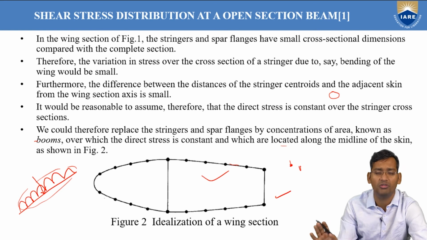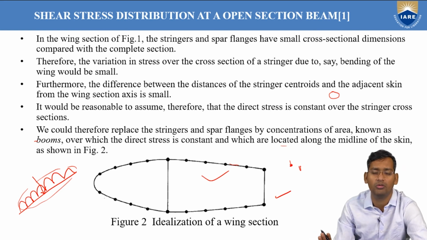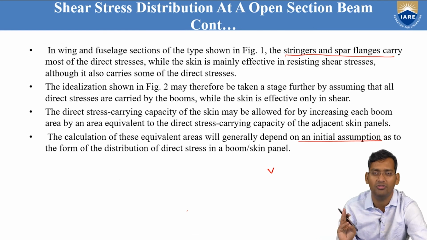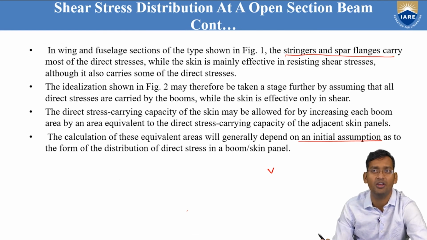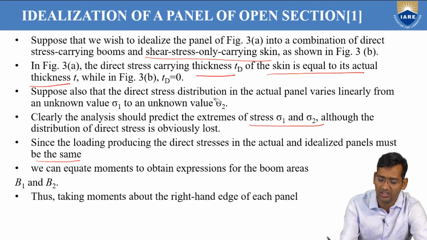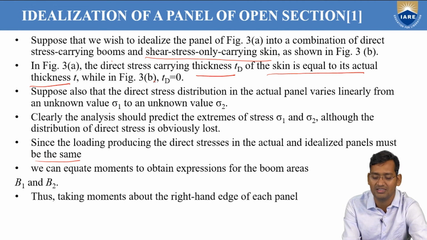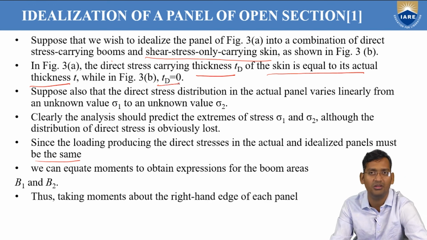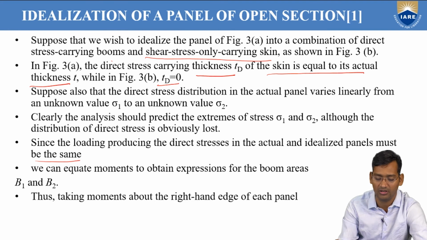Now, whatever the complex section is, the stringers, spars or booms will carry only the direct stress, and the skin will carry the shear stress. The thing we have to remember is to idealize in such a way that it is as accurate to the original as possible, so that it does not get affected that much. After idealizing, the direct stress carried by the skin, TD, becomes equal to 0. That is given in the next figure.